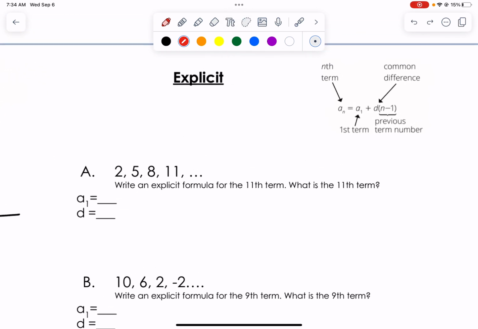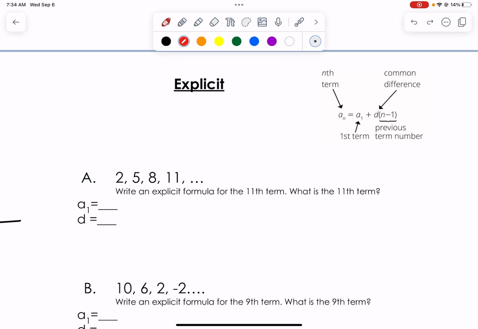Okay? So for the explicit formula, you have a_n equals a_1 plus d(n minus 1). So here, we have to fill out two things. We have to find the a_1 and then the d. We already know the d for the first one because we already found it. It's plus 3, plus 3, plus 3. So our d is plus 3.